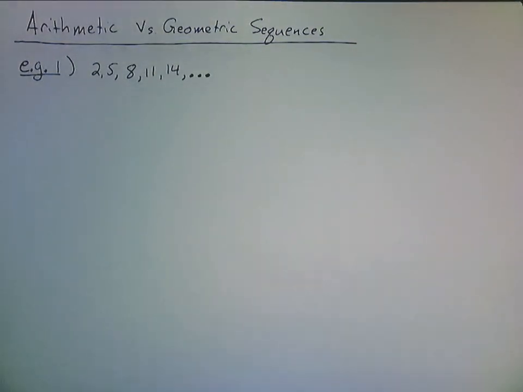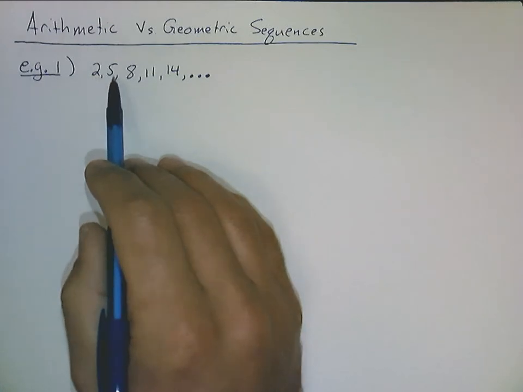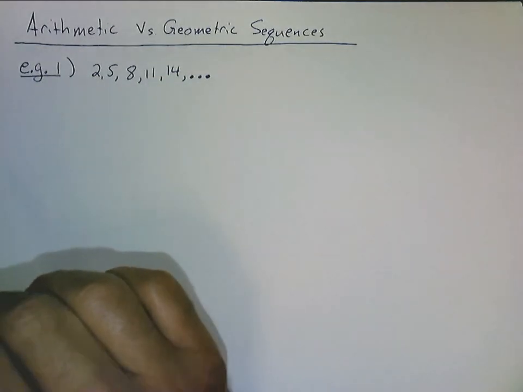V. Hill, and today we're going to be talking about arithmetic versus geometric sequences. And we're just going to look at a couple of examples. We've already looked at these, the first two examples anyways, before. The first one that we looked at was this one, 2, 5, 8, 11, 14.